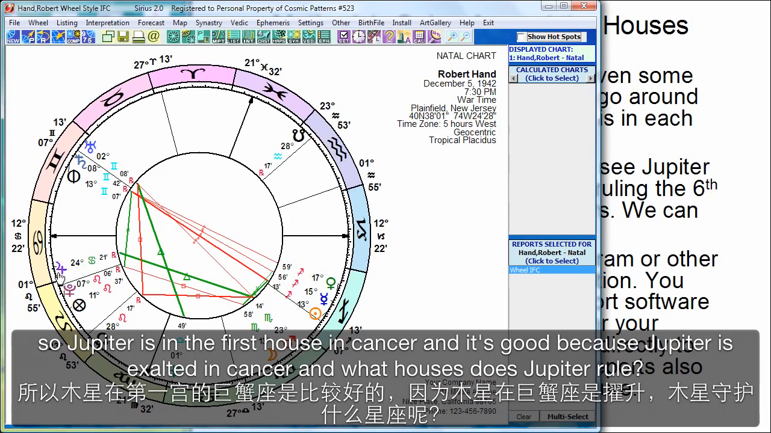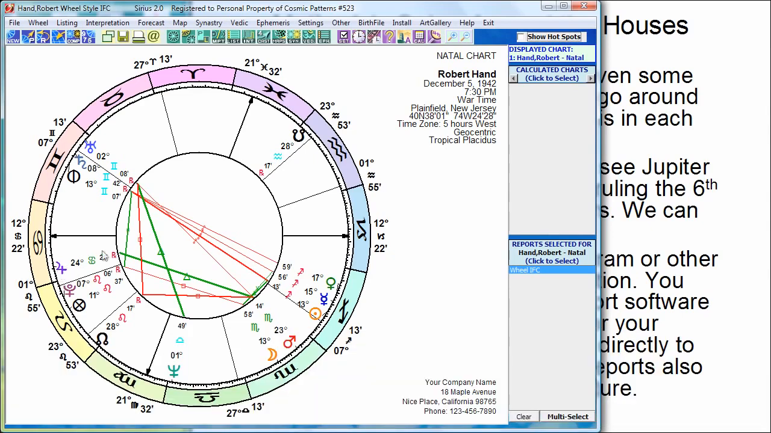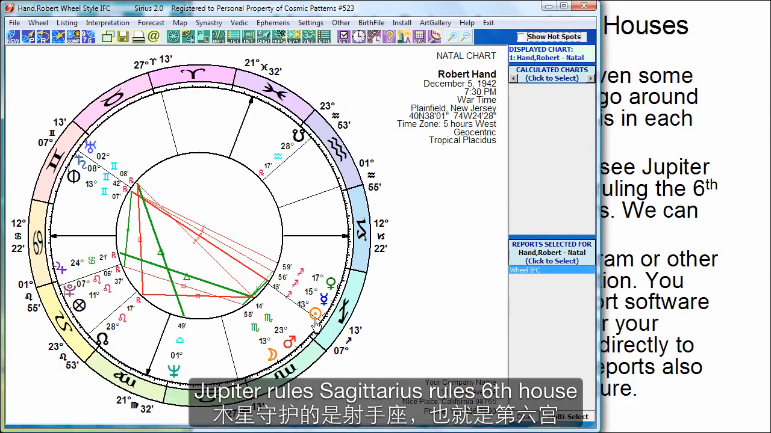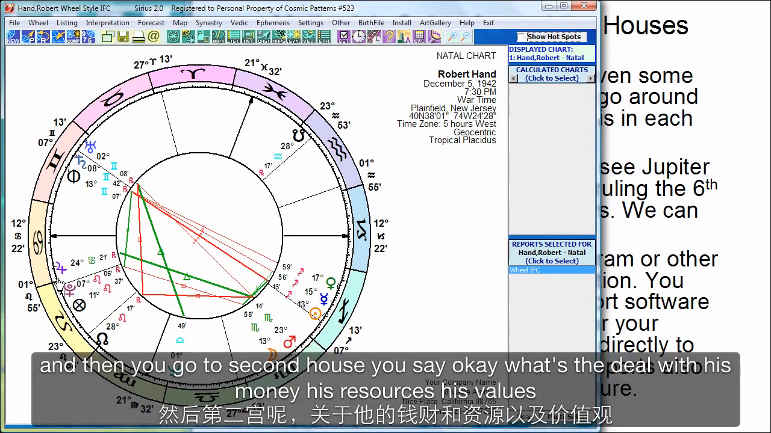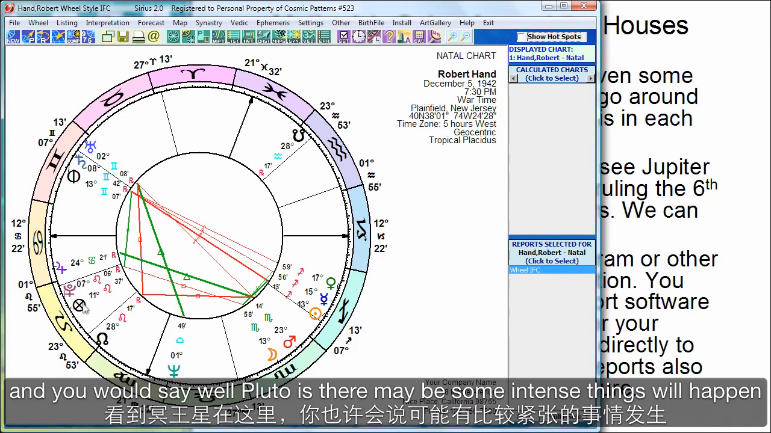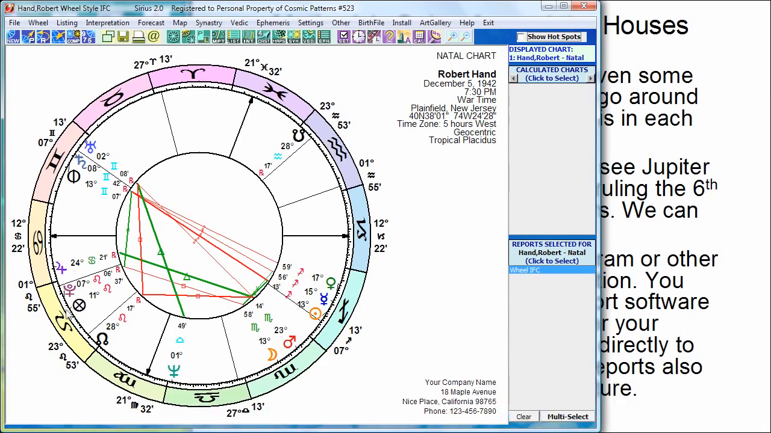And what houses does Jupiter rule? Jupiter rules Sagittarius, so it rules the 6th house. If you use the classical rulers, it also rules the 10th house of career, indicating a big career and personal service. And then you go to the 2nd house and you say, okay, what's the deal with his money, his resources, his values? And you would say, well, Pluto's there, maybe some intense things will happen.